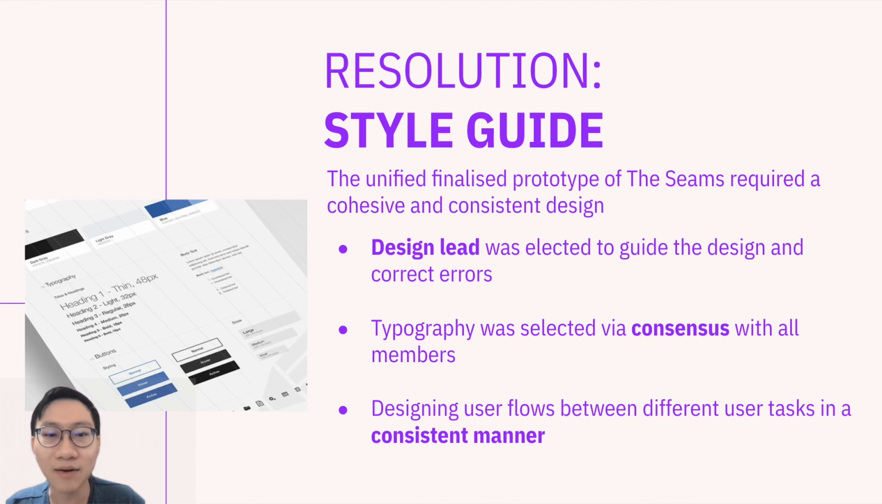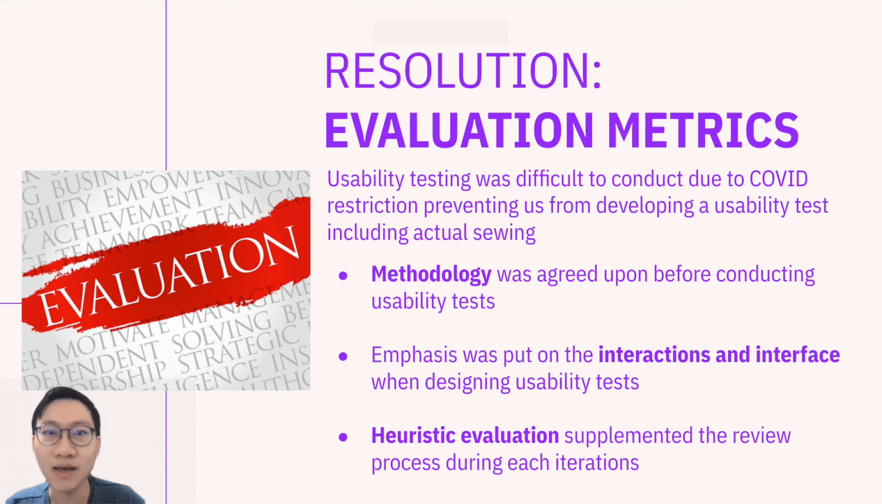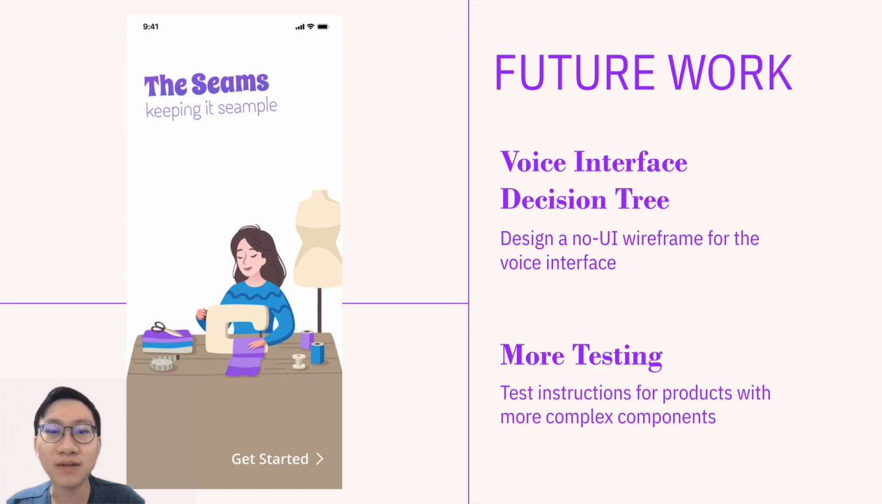Our unified style guide required a cohesive design, and as such we elected a design lead to guide the overall design and correct errors. In evaluation, we were unable to test workflows due to COVID restrictions, therefore compromising by focusing on user flows within the application. Overall, we felt given more time, we would certainly add more features through expanding the voice interactions with Sew Auntie and testing the application on more complex projects.